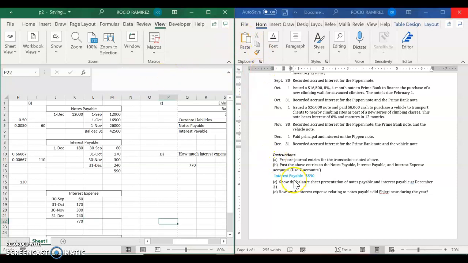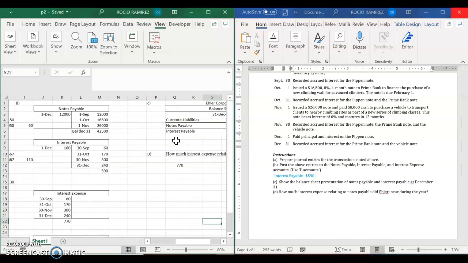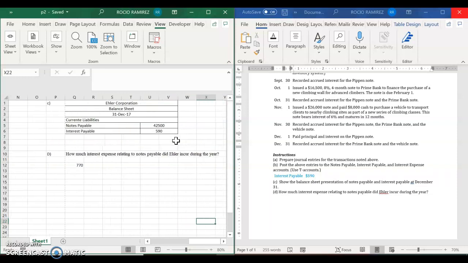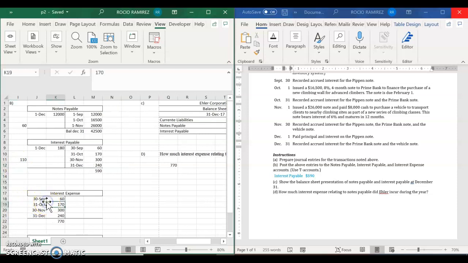So the next part of the exercise was to show the balance sheet presentation of notes payable and interest payable at December. In this case, the balance of the account for notes payable was 42,500, and the interest payable was 590. So this is our balance sheet showing the balance of the accounts. And the last question is how much interest expense relating to the notes payable did it incur during the year. In this case, it's going to be 770, which is the balance of the interest expense.